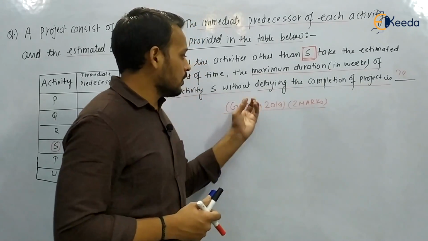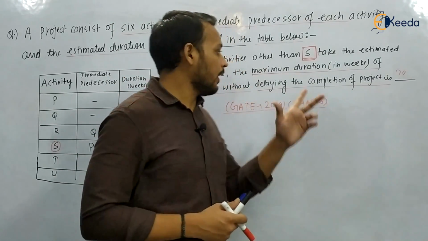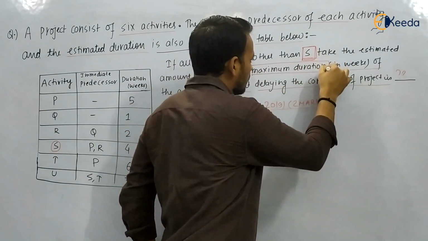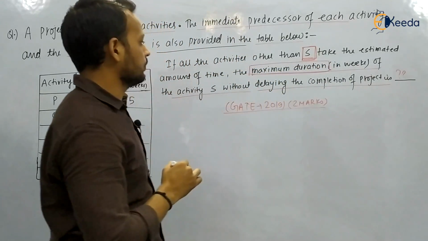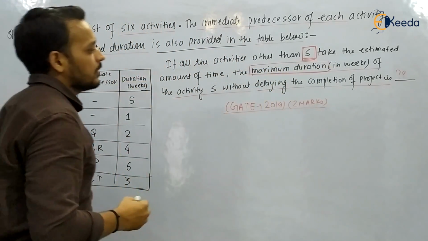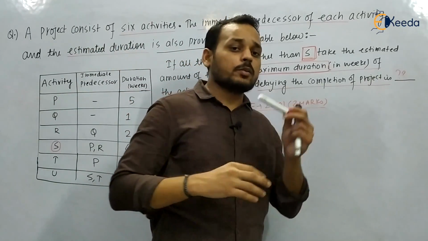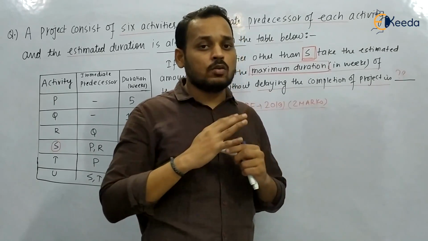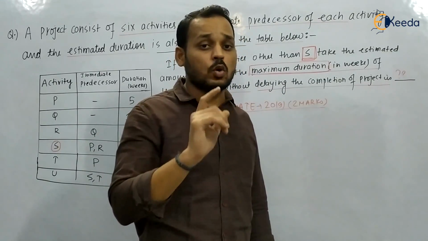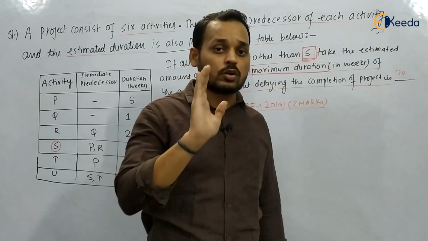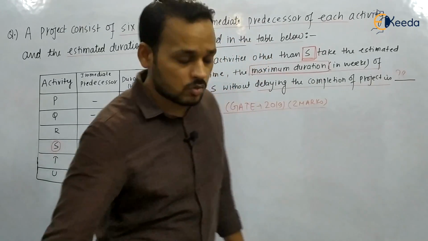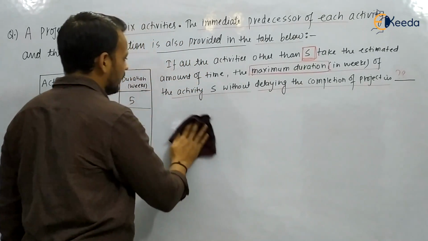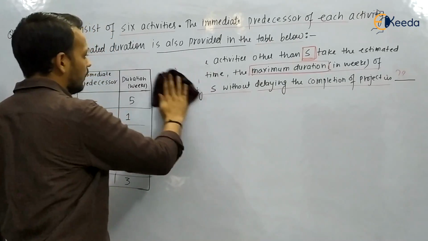By how much can we delay the activity? It means this question is related to float. It is asking about the maximum duration. Whenever things are related with maximum delay, whenever we are going to delay our activity for maximum time, we have to find the total float, because the total float represents the maximum delay. So how are we going to do it? First we will draw the network diagram.